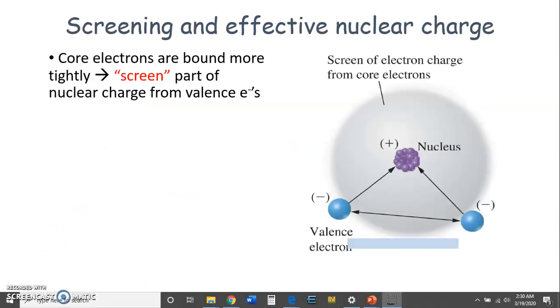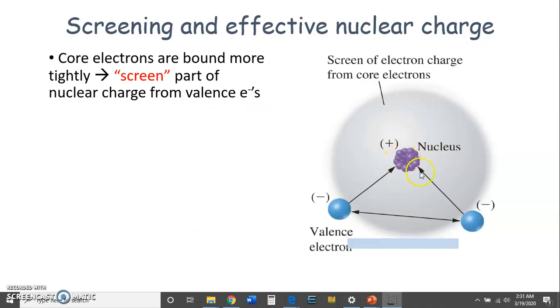In order to understand effective nuclear charge, we need to introduce the concept of screening. The idea here is that core electrons, as we've already discussed, are bound more tightly to the nucleus, so tightly that they don't participate in the chemistry of the elements at all. Only the valence electrons do. So another way of thinking about this is that the core electrons screen part of the nuclear charge from the valence electrons, and that's what's shown on this diagram over here.